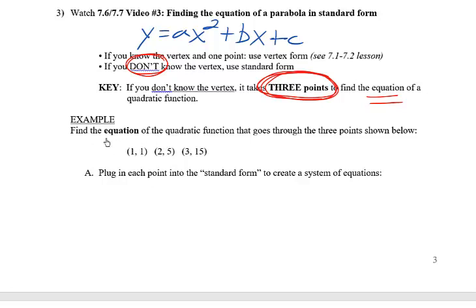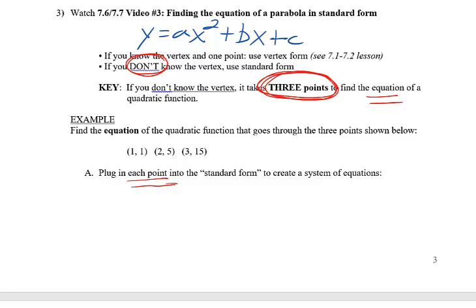Simple directions: find the equation of the parabola, or the quadratic function, that goes through these 3 points. We're not told that any of them is the vertex, so I just have to think of them as 3 random points on this parabola. How do you get started? I don't have any idea what to do other than the temporary plug-in, and I'm going to have to do it all 3 times, with each point into that standard form.